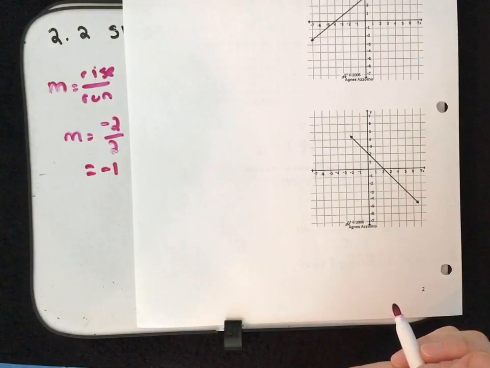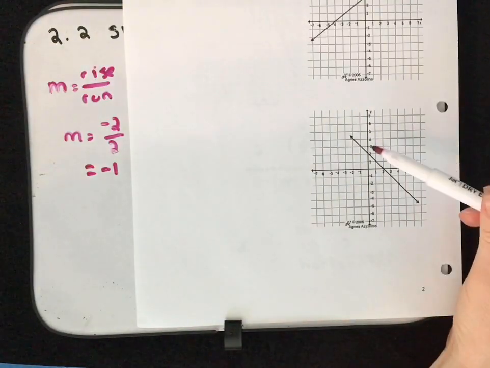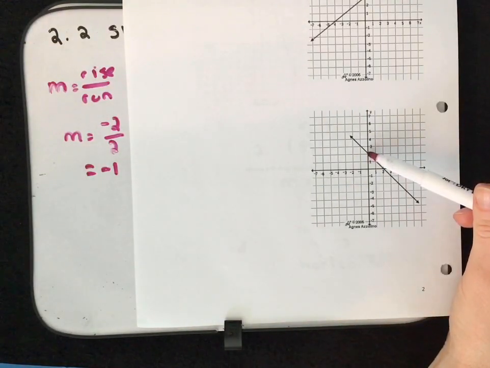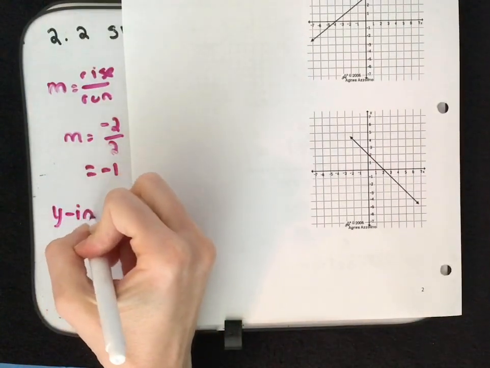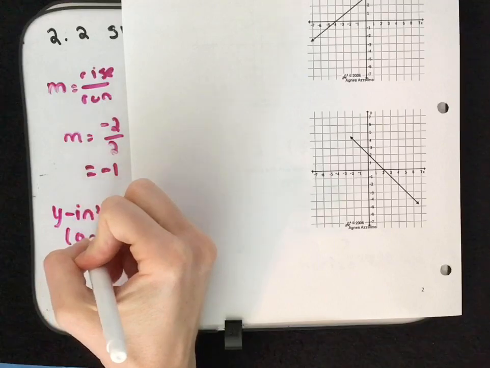Now we're also looking for the y-intercept. The y-intercept is where it crosses the y-axis, and in this one it's right here. So our y-intercept in this case looks like it's (0, 2).